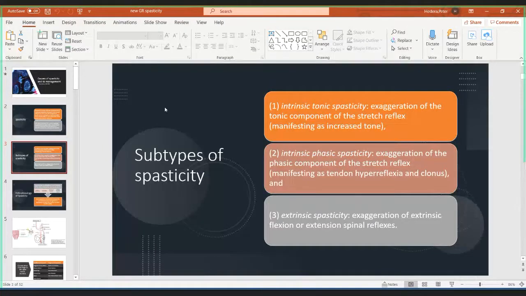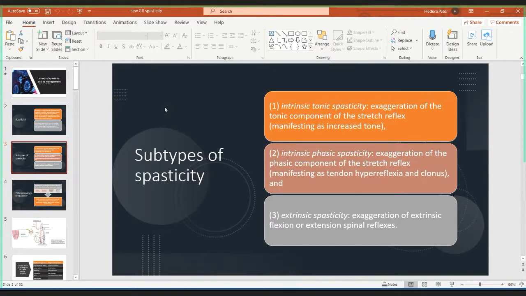Even if you think of spasticity as one single phenomenon, it actually encompasses three major features. One is intrinsic tonic spasticity, which is an increased stretch reflex or hyperreflexia, and also increased muscle tone. And there is phasic spasticity, which is basically hyperreflexia and clonus. Many of these patients would have sustained clonus.